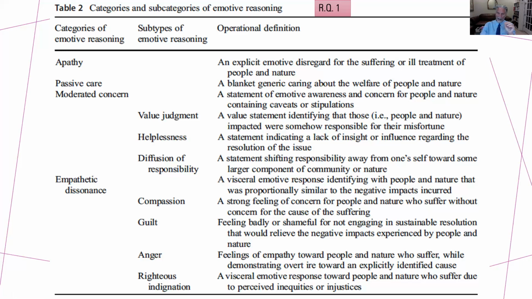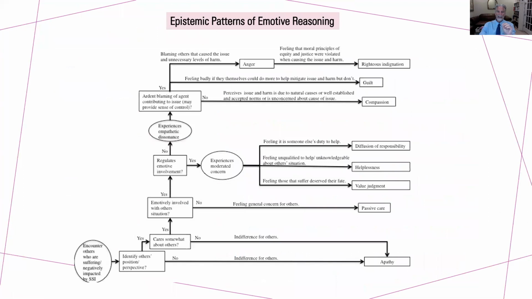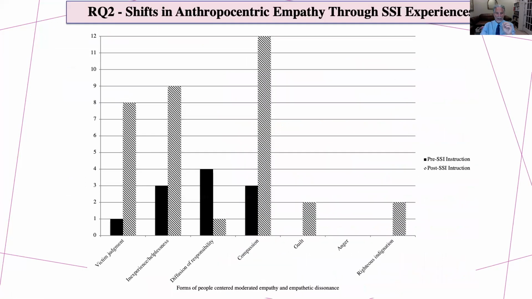And again, not to go through all this in detail, but I just want to show you that we have laid out in these articles, we've illustrated these different emotive reasoning patterns that are triggered by different contexts of the problems at hand. And when you look at some of the results, if you look at the black, you could just simply take a quick look at pre-SSI instruction and after this immersive course for 10 days out in the wilderness and 4 weeks afterwards, that you can see some of these emotive factors, in this case for anthropocentric or people-centered empathy, that are involved in these SSI dilemmas in Yellowstone National Park.